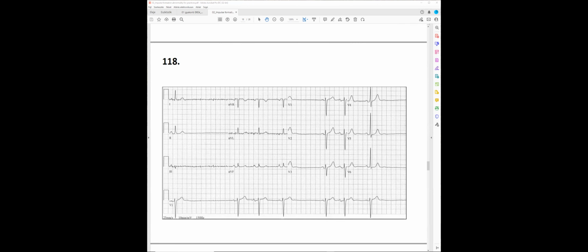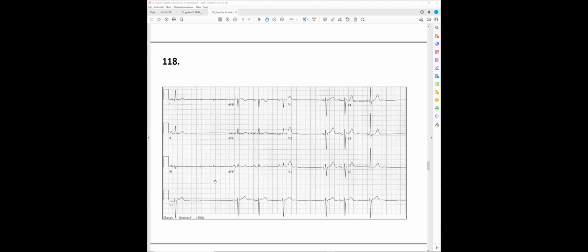So for 118, the rhythm is not regular. And for the axis, lead one is positive. So I checked aVF and it was positive. So it's within the normal range. And lead one has the highest amplitude, so it could be like 0 to 30 degrees. Very good. Lead number 3 is almost the same. So it's about 30, but closer to lead 1. So between 0 and 30.